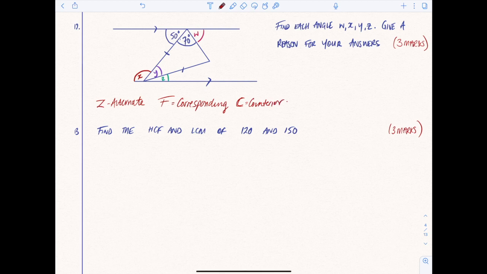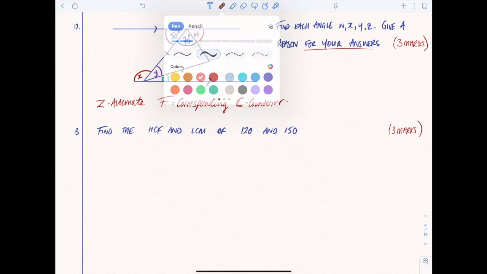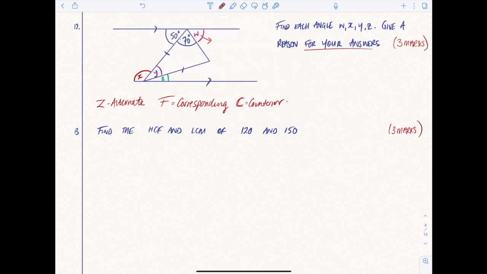So let's have a little look and see what I can work out. It also says give a reason for your answer. So let's do W first of all. Now, first thing, when you get these questions in your exam, I would just work out every angle you can and not even worry about what the question's asking you to do. Just work out every single angle and you're probably going to pick up some marks. So first thing I'd do is go, right, well, 50 plus 70. Okay, that's going to give you 120.